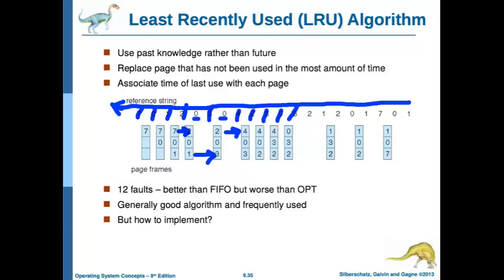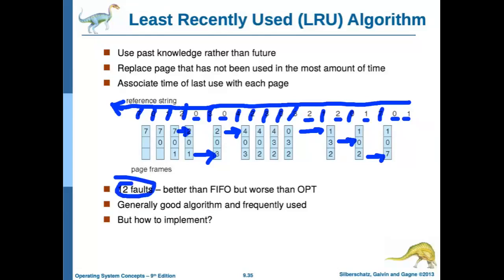Okay, now 2 is already there. 1 is replaced here. 2 is already there. 0, yes, it is not there. So 3 will be selected as a victim. 1 is already there. 7, no, it is not there. So 0 and 1, they are already there. 1, 2, 3, 4, 5, 6, 7, 8, 9, 10, 11, 12. 12 page faults are there. Okay. There will be 12 page faults.